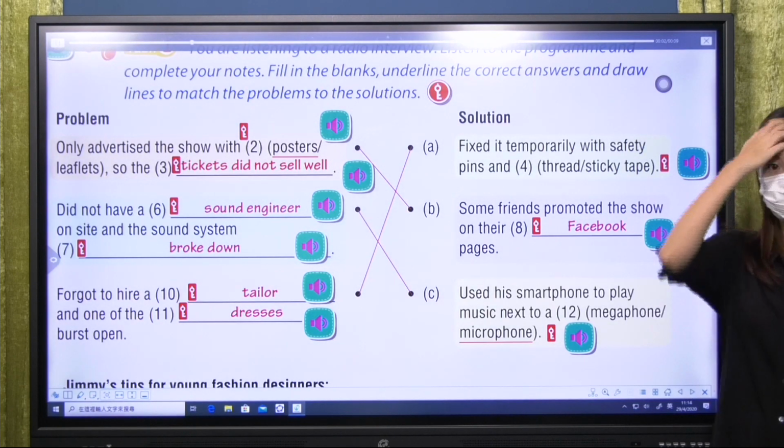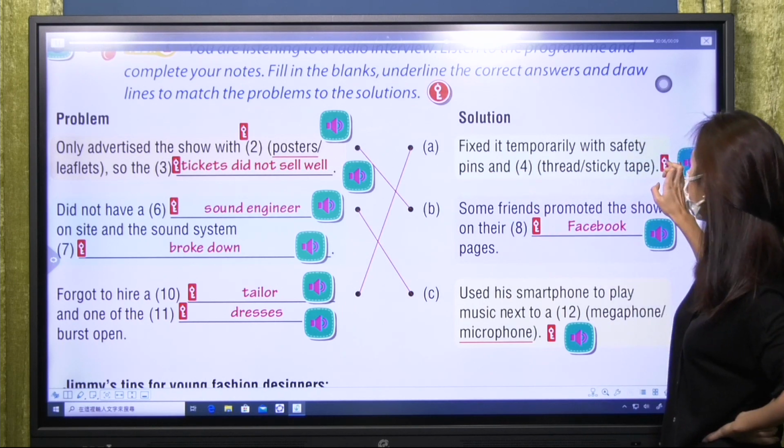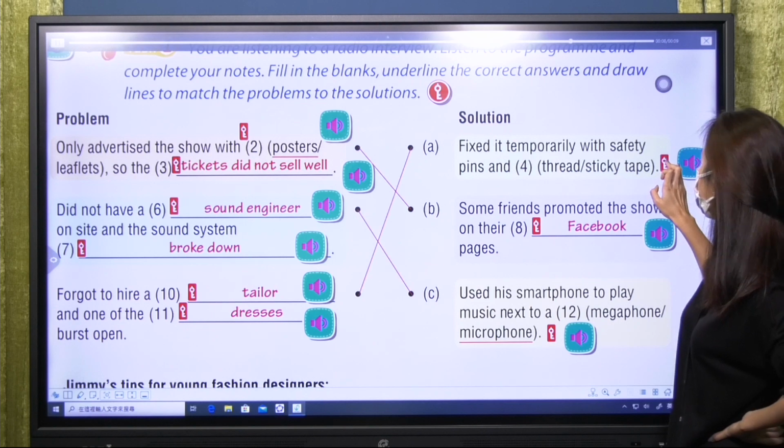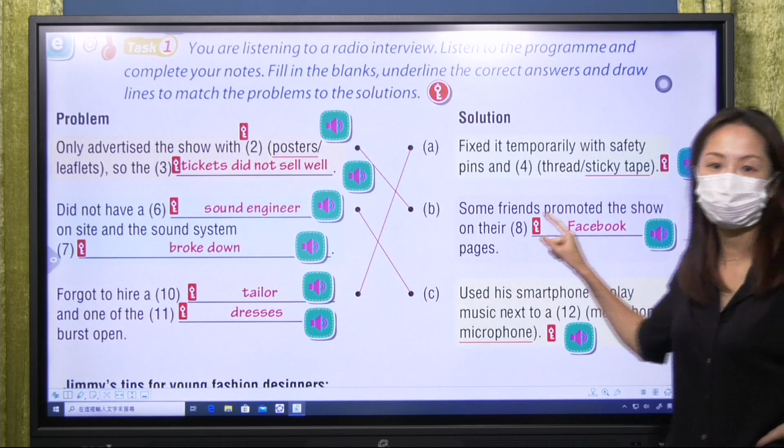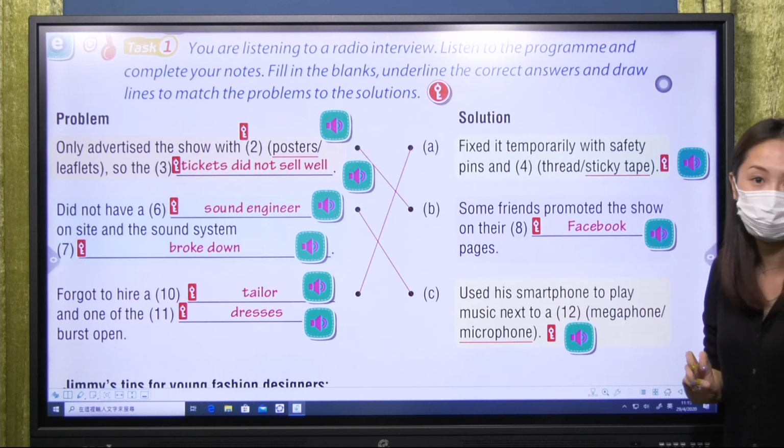Nobody knew how to sew up the hole, so we had to fix it temporarily with safety pins and sticky tape. Sticky tape.